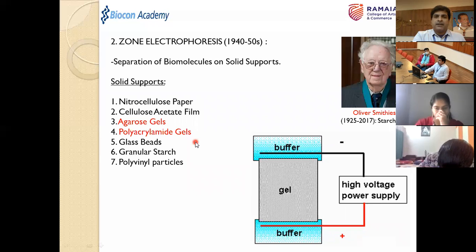Different types of solid supports were used, like nitrocellulose paper, cellulose acetate films, agarose gels, polyacrylamide gels, glass beads, granular starch, and polyvinyl particles. These are examples of the solid supports used for separating the biomolecules by applying the electric field. Of all these, agarose gels and polyacrylamide gels are widely used for separating the molecules. You might be knowing, right? Is it clear? Yes, sir. This is zone electrophoresis.